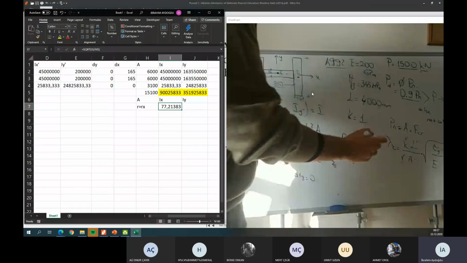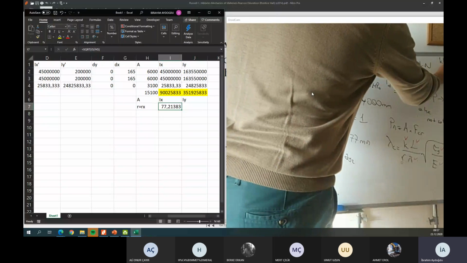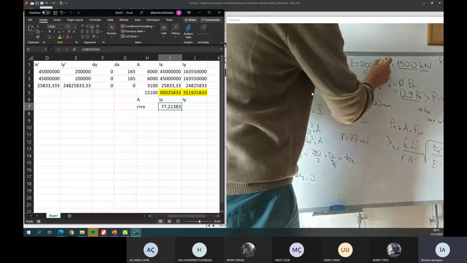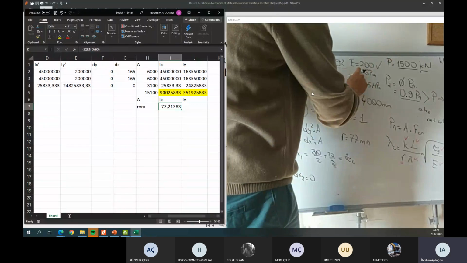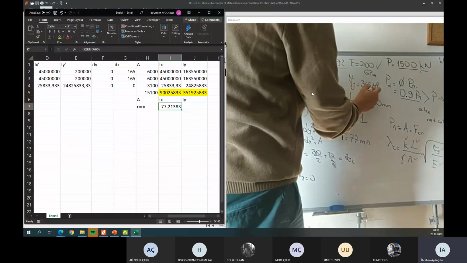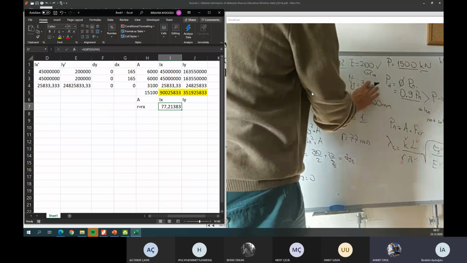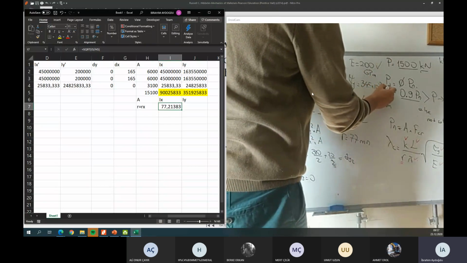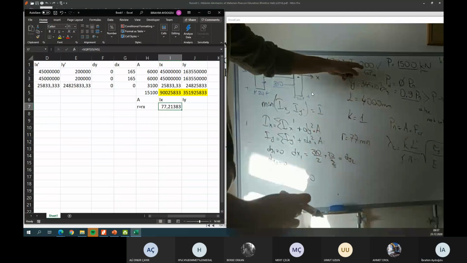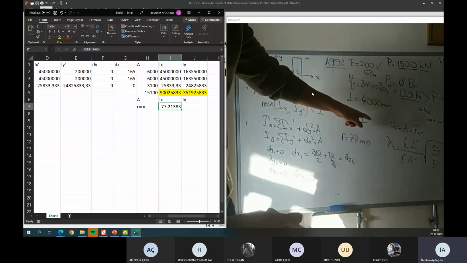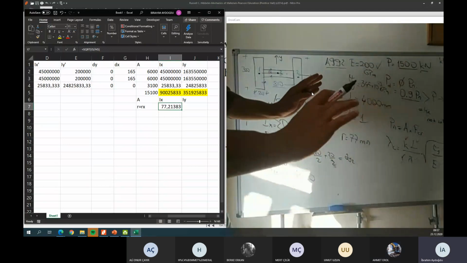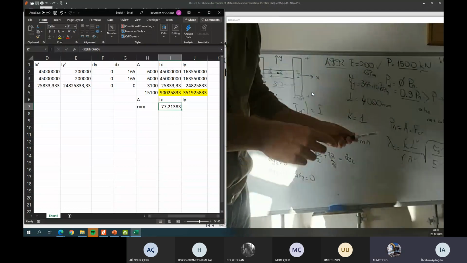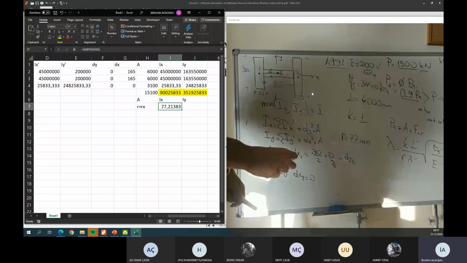I am using kilonewton and millimeter units, so the modulus is in gigapascal. Yes, this is written as megapascal. In order to convert to gigapascal, I need to multiply by 10 to the power minus 3, like this. So gigapascal, millimeter, kilonewton. Okay, everything is okay. So I can write the values in lambda c.